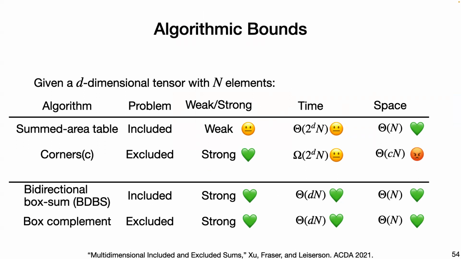You can use the summed area table. Like I said, you can do it in arbitrary dimensions, and that takes 2^d times n time. It takes space Θ(n). There's another algorithm for the excluded version of this problem. It also takes Ω(2^d n). I was working on this, and we came up with algorithms that can do it in d times n, where d is the number of dimensions.